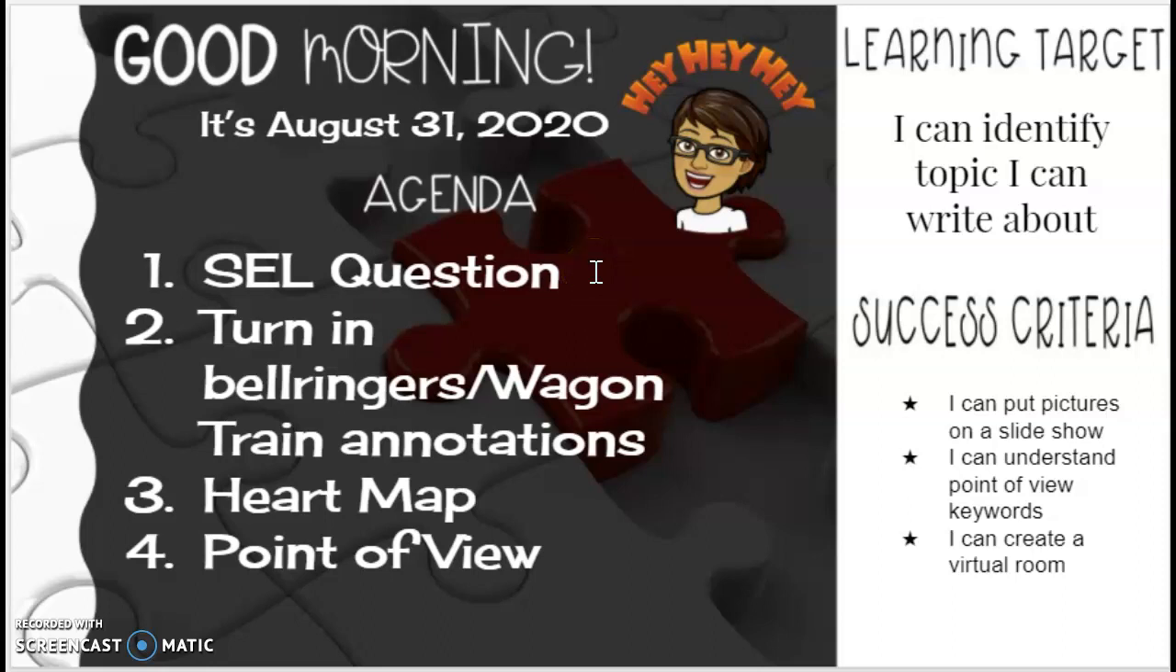This is our agenda for today. We're going to do the SEL question. We're going to turn in our bell ringers and our wagon train annotations. We're going to create a heart map and we're going to start point of view.